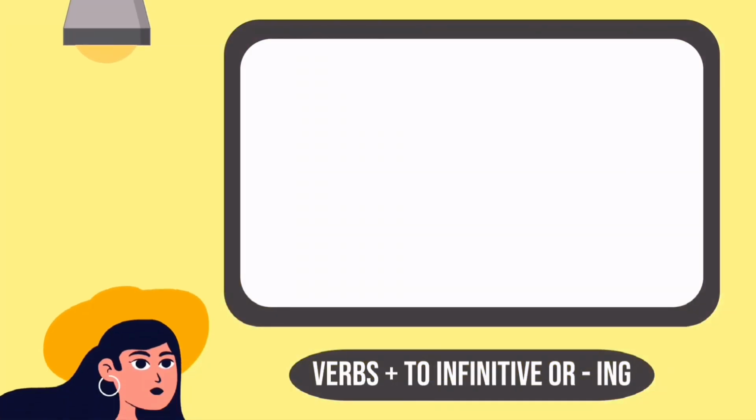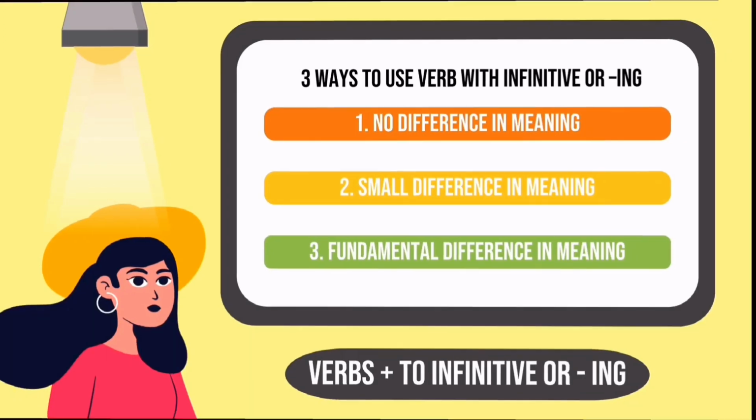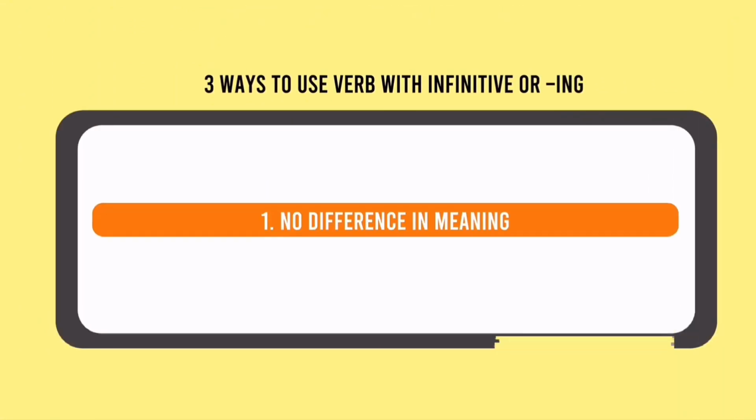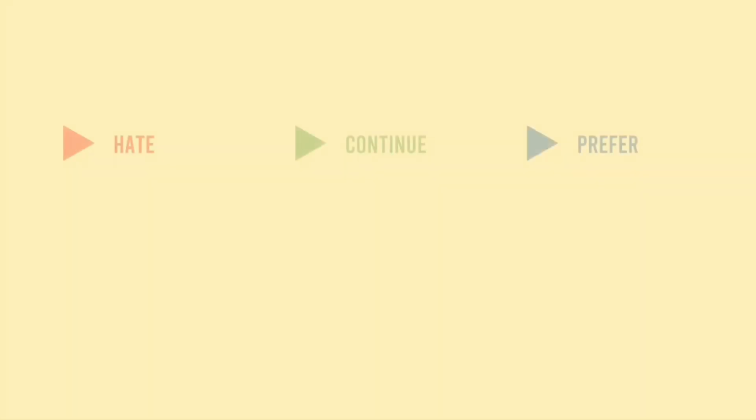Two verbs plus to infinitive or ing. There are three ways to use it. First, no difference in meaning. Second, small difference in meaning. And third, fundamental difference in meaning. First way, no difference in meaning. These are a few verbs that can be followed by both ing or to infinitive without change in meaning.